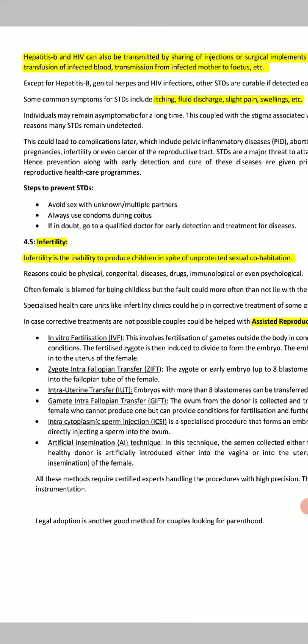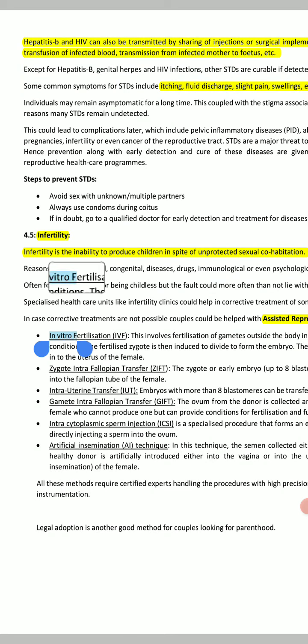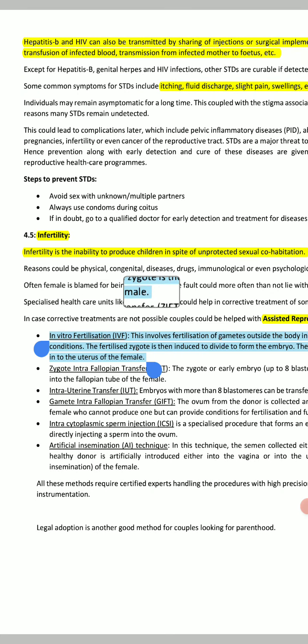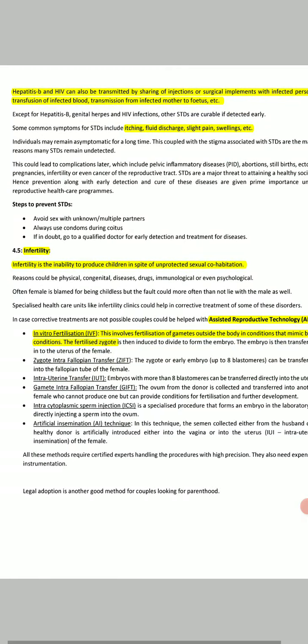The first one is in vitro fertilization, the IVF procedure. What happens in this in vitro fertilization? This involves fertilization of gametes outside the body. Normal fertilization takes place inside the body, but these kinds of artificial techniques take place outside the body. That's why this is called in vitro. The normal fertilization is called in vivo.